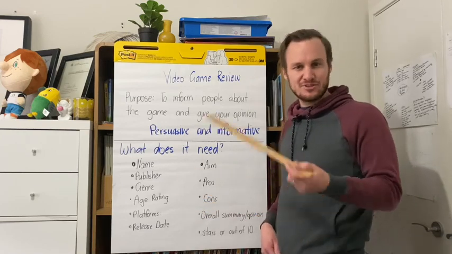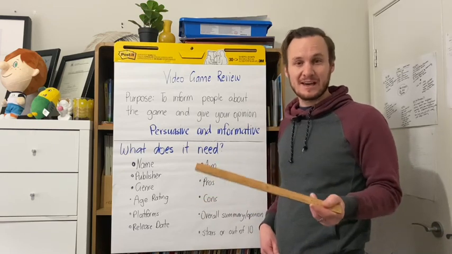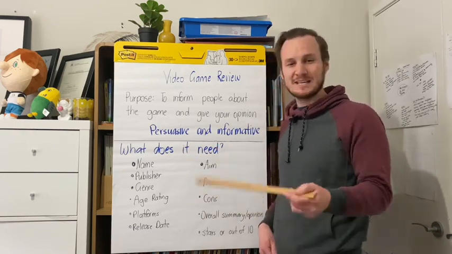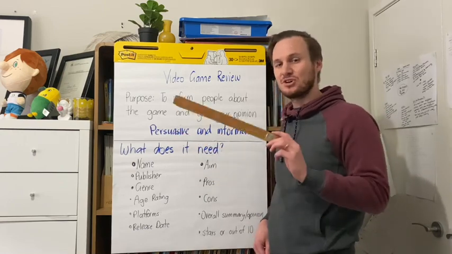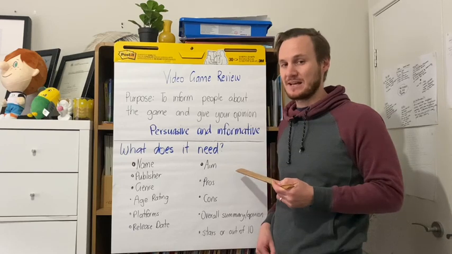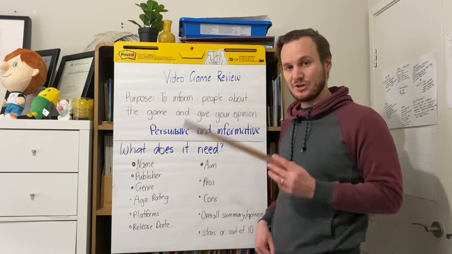If you had someone you really trusted as a YouTuber and they came out and they said something about a game that you didn't like, you would take that on board and it would affect your opinion. So even if you're trying not to be persuasive, you kind of are being persuasive when you're writing a video game review. So what does it need?